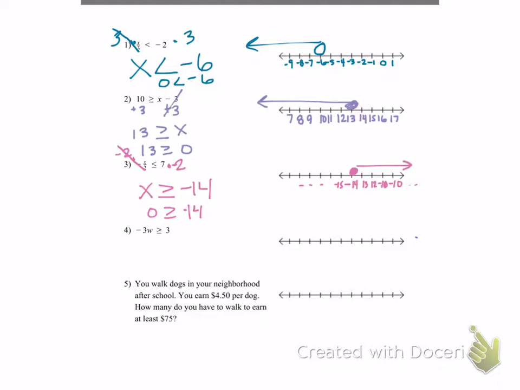All right, number 4. We've got negative 3w is greater than 3. So if that negative 3 is multiplying w, we want to do the opposite, which is divide. So we're going to divide by negative 3 on both sides. All right, so we've got w. And remember, what do we do next? We divided by a negative. What do we do? We flip the sign. Okay, and 3 divided by negative 3 is negative 1.